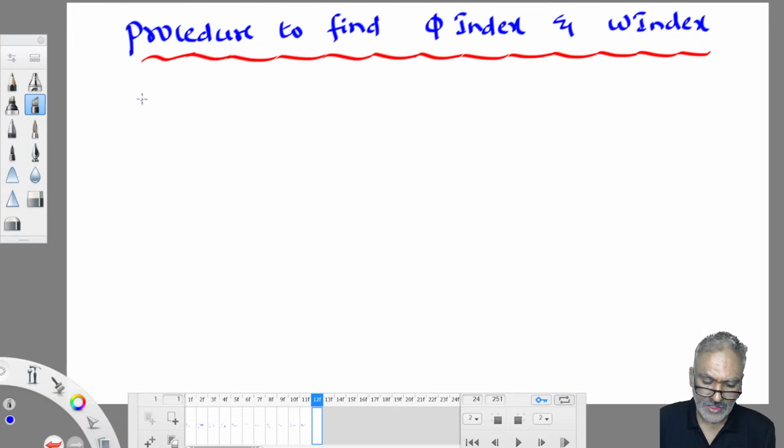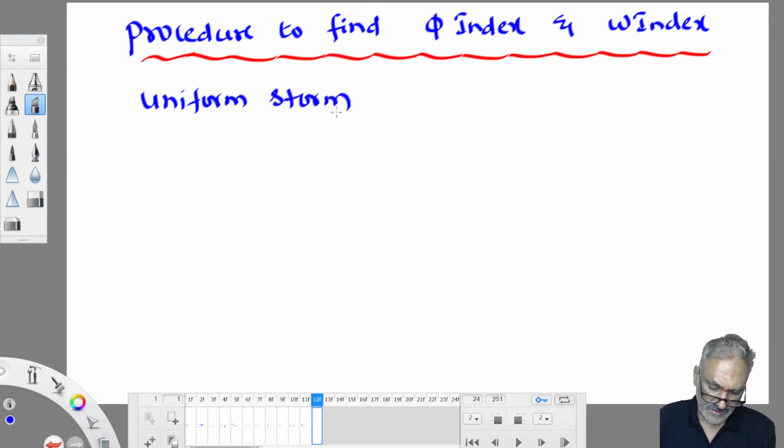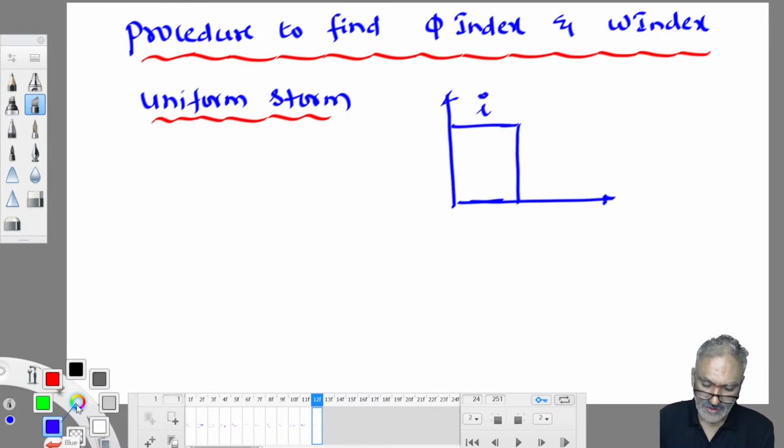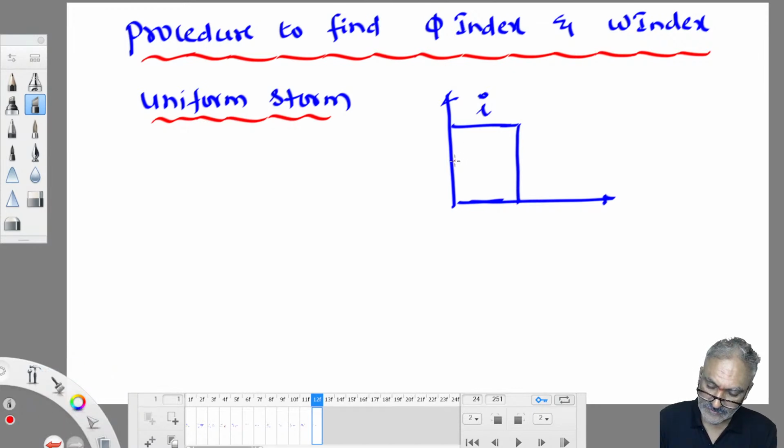Okay? Normally uniform storms occur for a short period of time. So for uniform storms, case 1, uniform storm means what? During the entire storm duration, intensity is constant. Rainfall intensity is the same. Rain occurs with the same intensity throughout the storm. So they rain with very high intensity. If you superimpose the pi index line over the rainfall hydrograph, this is the pi index line, this is the pi value, the average rate of infiltration.